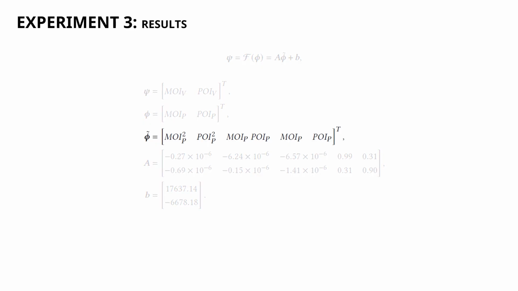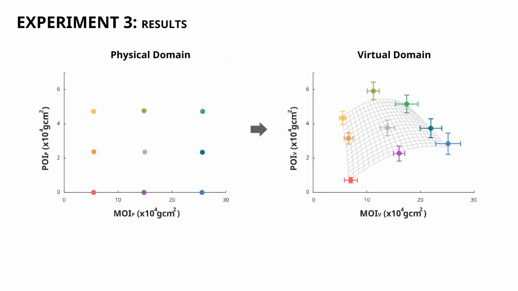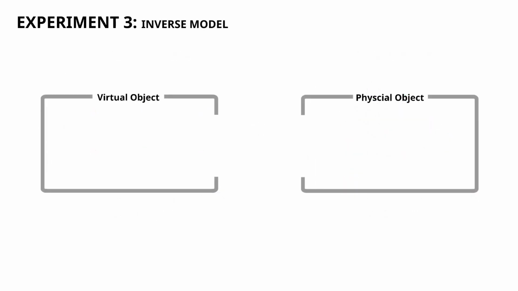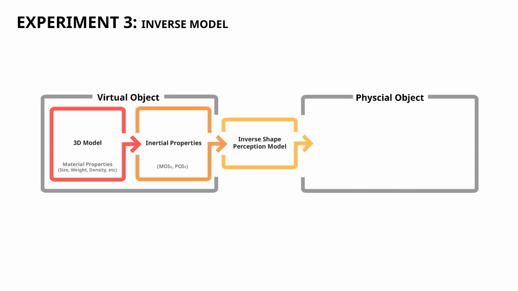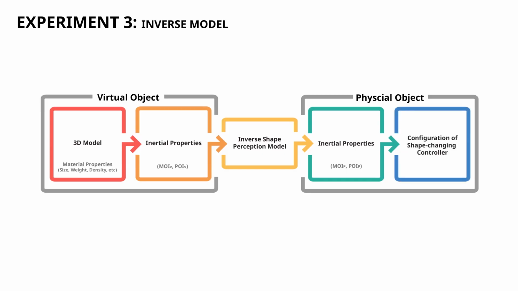According to statistical tests, MOI and POI had a significant interaction on shape perception. This figure shows the regression model for shape perception. In actual applications, we can easily compute the physical configuration of a shape-changing controller that matches the visual shape of a virtual object using the model's inverse form, which uses MOI and POI as physical and perceptual invariants to bridge visual and haptic perception.